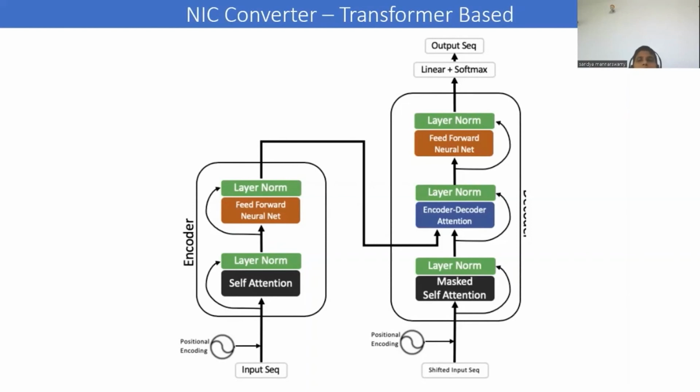And each of these sublayers has a layer norm associated with it, and these are all stacked. In addition to the self-attention mechanism, in the decoder, we have a cross-attention from the encoder to the decoder, similar to the way we had in the RNN model. And these are very standard sequence-to-sequence models.